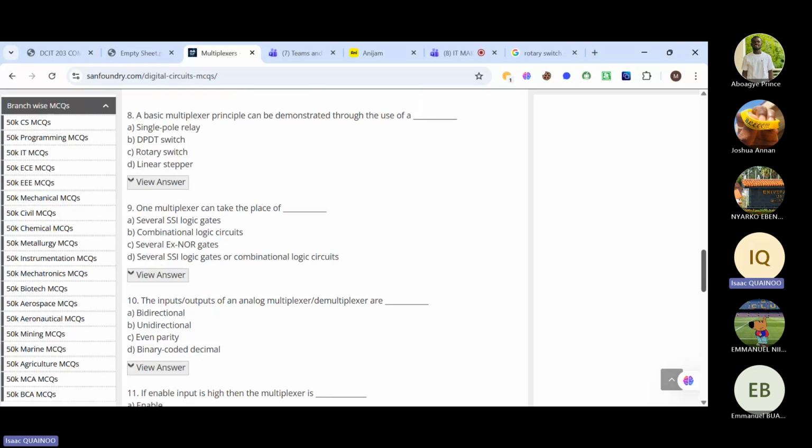A basic multiplexer principle can be demonstrated through the use of a... Oh, I think we've already looked at it. So what is the answer for this? So we have single pole relay. That's C. I'll go with C. Yes, a rotary switch is correct.